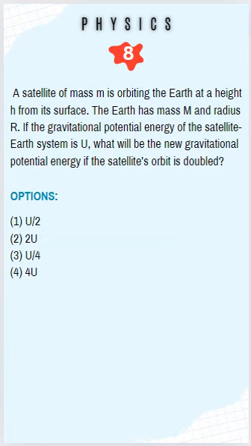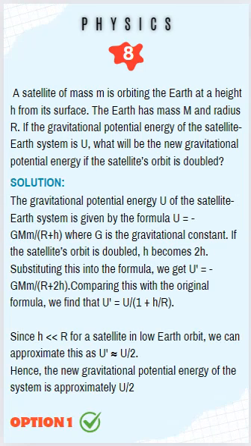Next question is about gravitational potential energy. The correct answer is option 1. The gravitational potential energy of the satellite Earth system is given by GMm divided by r plus R square.